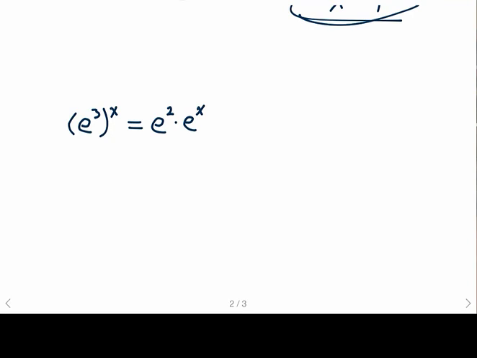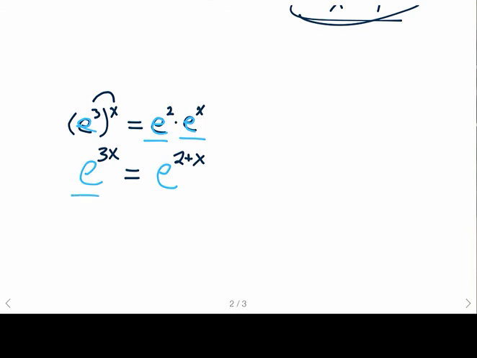Next we have e cubed to the x is equal to e squared times e to the x. I see that we have a common base, e. Well, when it's e, it's easy to see, isn't it? On the left-hand side, we have e cubed to the x. We're going to multiply those exponents. So we have e to the 3x is equal to, on the right-hand side, we're multiplying two factors that have the same base, and so we're going to add their exponents. And so e squared times e to the x gives us e to the 2 plus x.